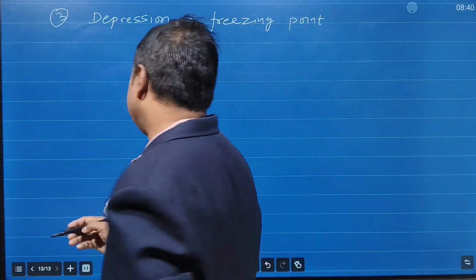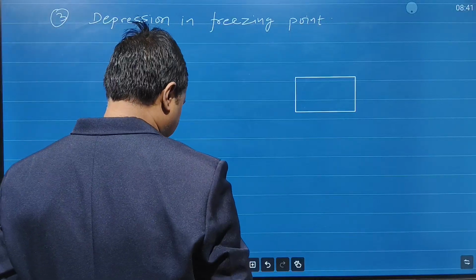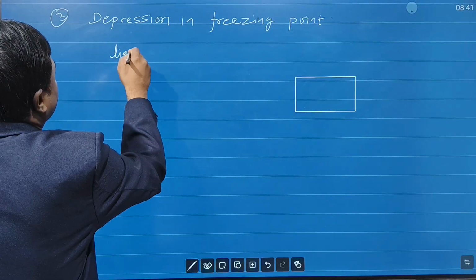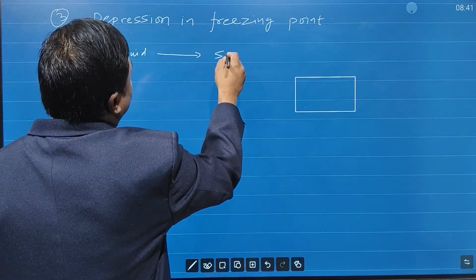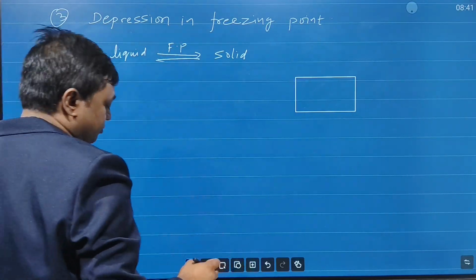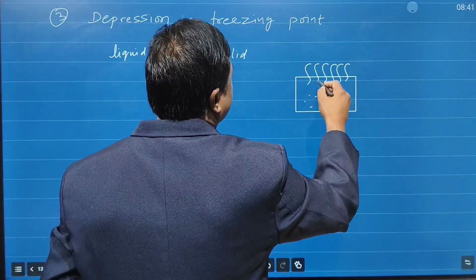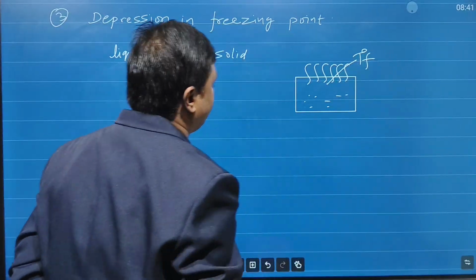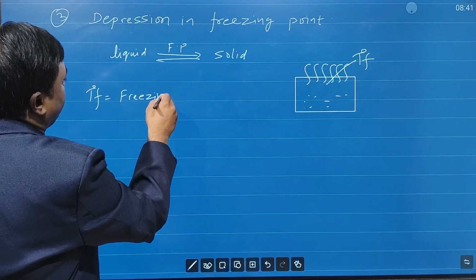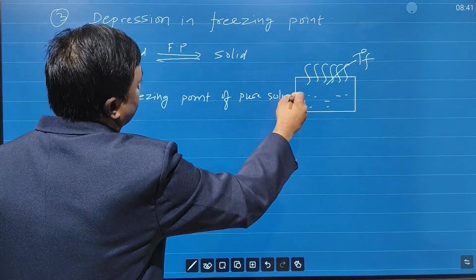Yes or no? So consider a solvent which is freezing at T degree F. First you remember what is freezing point? Whenever a liquid changes to solid at a particular temperature, that is the freezing point. Getting that? So suppose any solvent is freezing at T degree F temperature. What is T degree F? T degree F is nothing but the freezing point of pure solvent.